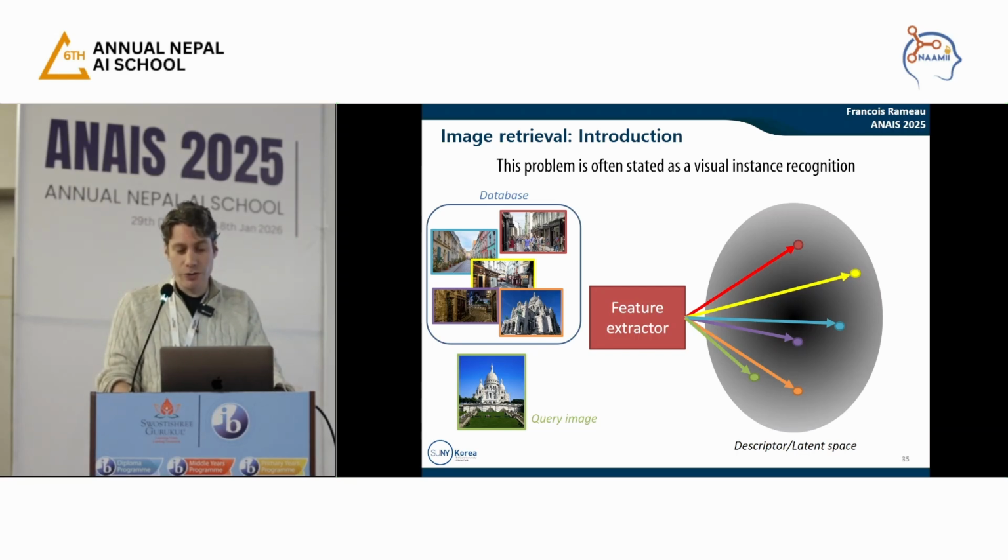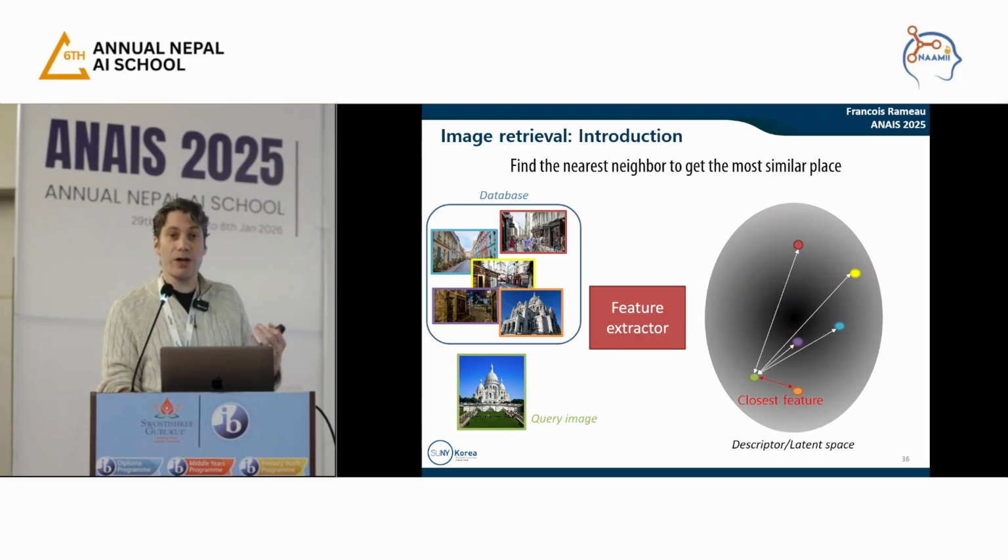You store that in something you can query fast. Then you do the same for your query image, and it will land somewhere in your latent space. To know which one is the closest, you look in the latent space and you end up with the most similar image. Easy peasy. So the whole point is how we get those feature extractors, right?